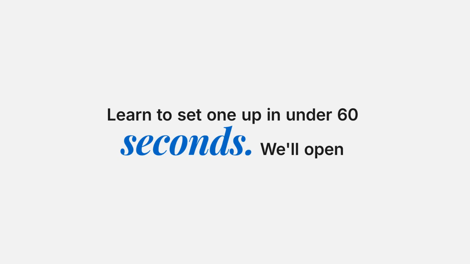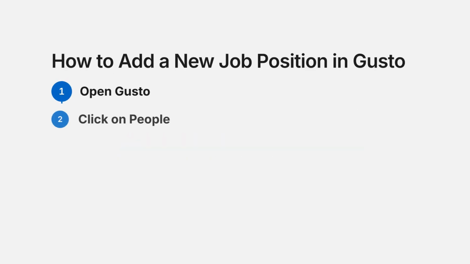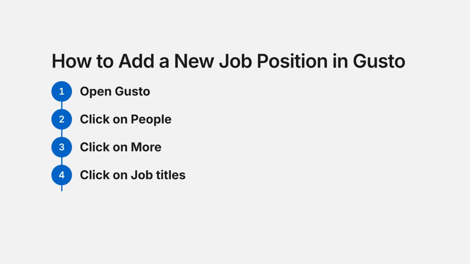Tired of digging through Gusto's menus to add a new job title? Learn to set one up in under 60 seconds. We'll open People, go to More, then find Job Titles. From there, you'll add your role and save it in seconds.